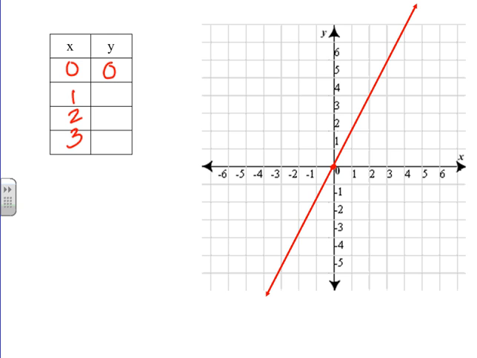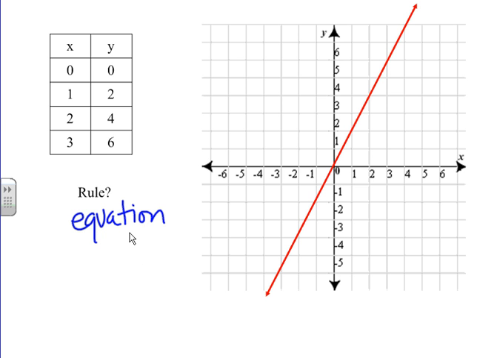So obviously 0, 0, because that's where we are here. If I input 1, out will come 2. If I input 2, out comes 4. If I input 3, out would be 6. So when we're looking at this relationship, we want to know, is there a rule to establish that? And remember, when we talk about a rule, we're talking about an equation about the input and the output and its relationship. So we want to know, what is the relationship of the output to the input?